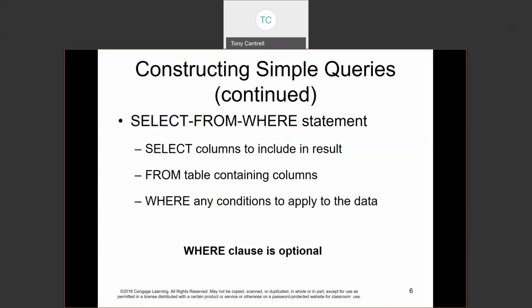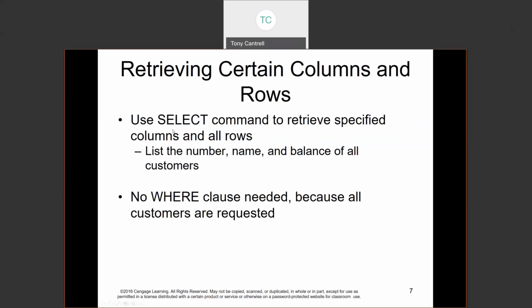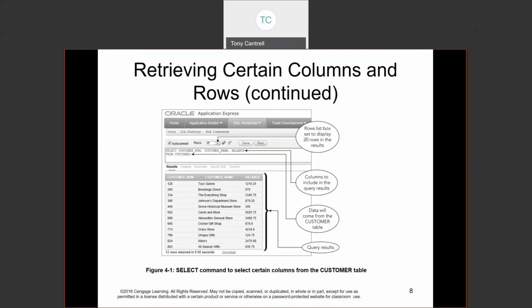Select, from, and where statement. Select whatever columns you want from whatever table and get the records matching whatever condition you put. The where clause is optional, because you may not want any conditions on it. So in this example, list the number, name, and balance of all customers. Since it said all customers, there's no need to have a where clause because it wants all of them. There's no condition that needs to be met.